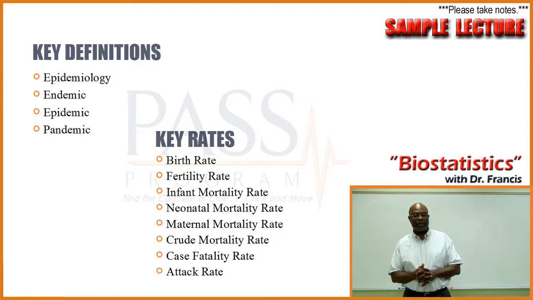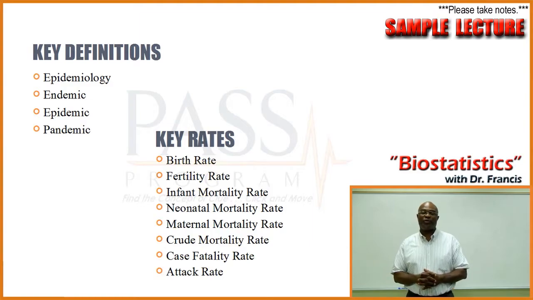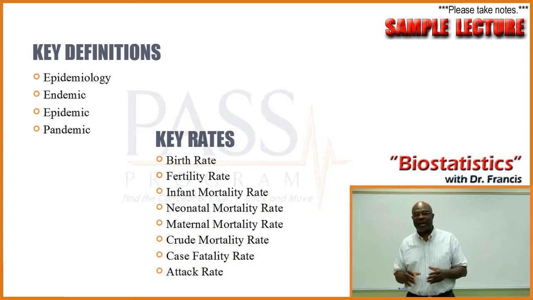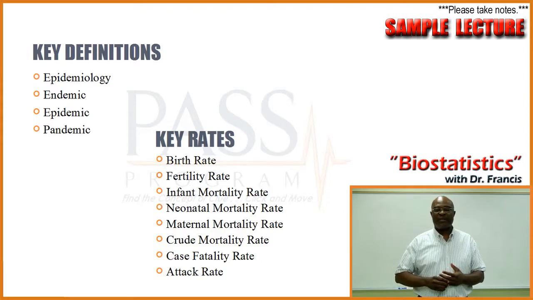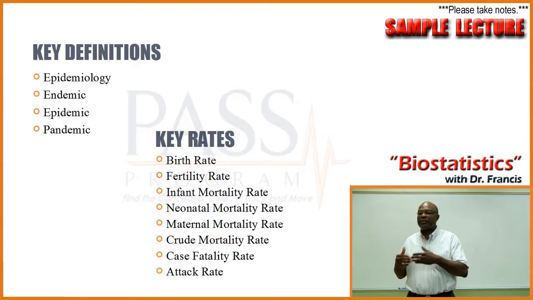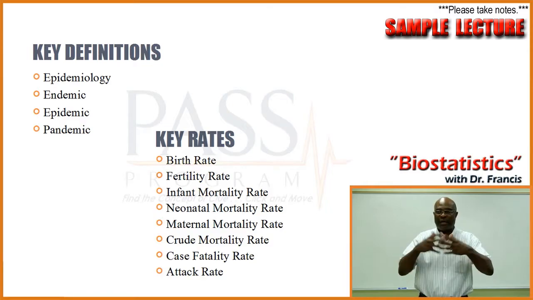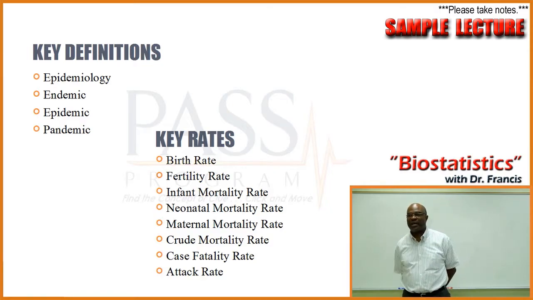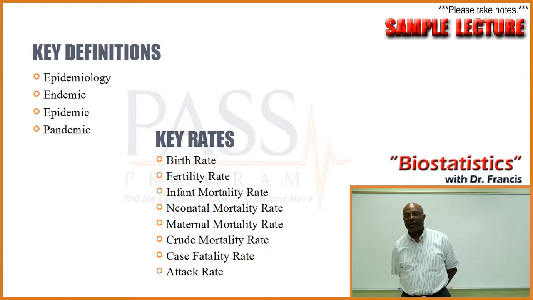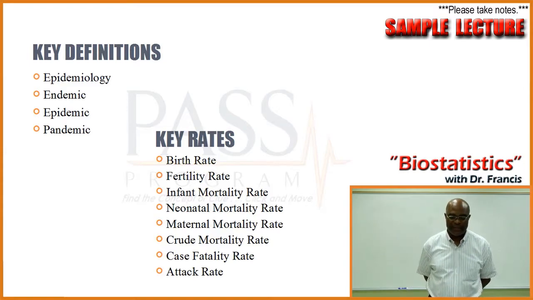Key rates you want to remember. Most things are going to be over 1,000 live births, except a couple which are per 100,000 people in the population. So birth rate means how many live births, how many children are born alive per 1,000 pregnancies. Birth rate. How many children are born alive per 1,000 pregnancies.